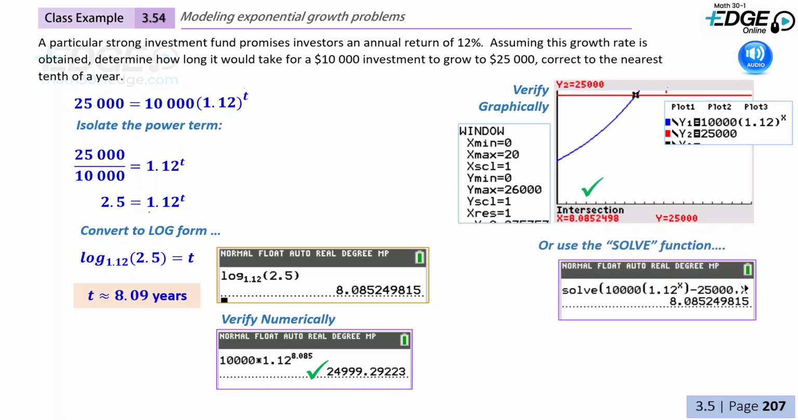Now, the other method, we could use the solve function. This is under your catalog button on your calculator, bottom left. And remember how this works. This first section needs to be set equal to 0. So we have to rewrite the equation, bringing the 25,000 over, setting it equal to 0, because your calculator assumes that this first parameter is equal to 0. And then comma, and then the x variable, meaning that we're solving for x.